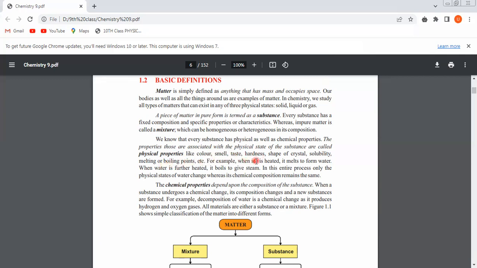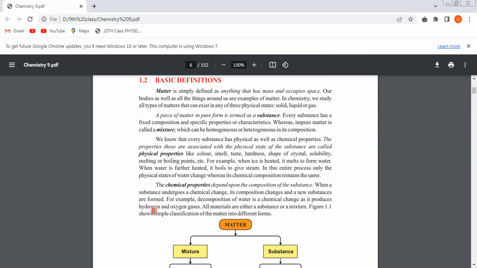For example, when ice is heated, it melts to form water. When water is further heated, it boils to give steam. In this entire process, only the physical state of water changes, while its chemical composition remains the same. The chemical properties depend upon the composition of the substance. When a substance undergoes a chemical change, its composition changes and a new substance is formed. For example, decomposition of water is a chemical change as it produces hydrogen and oxygen gases.